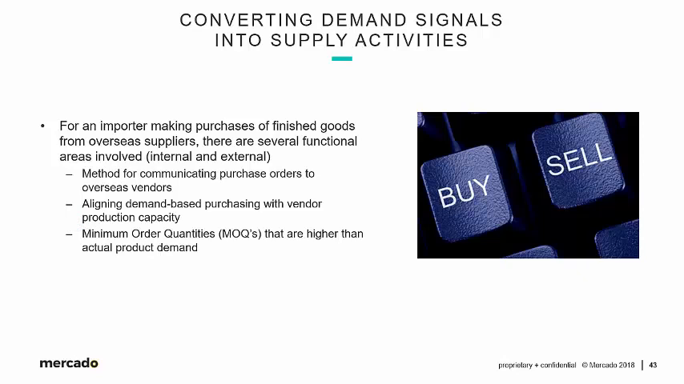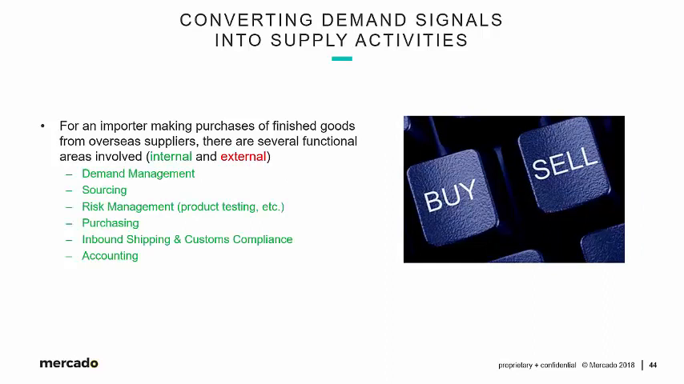A real-world consideration. We might only need, based on demand signals, 500 units of a product in a month. However, the vendor overseas says you have to buy a minimum of 1,000. That's an MOQ, a minimum order quantity. How do we identify and deal with those types of situations?